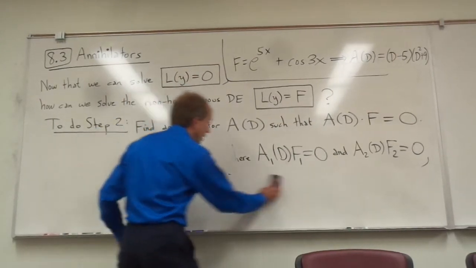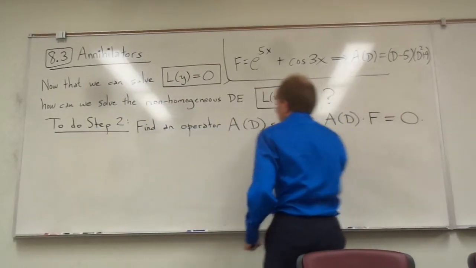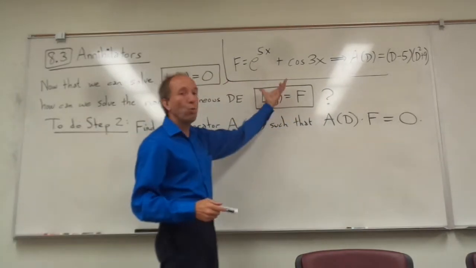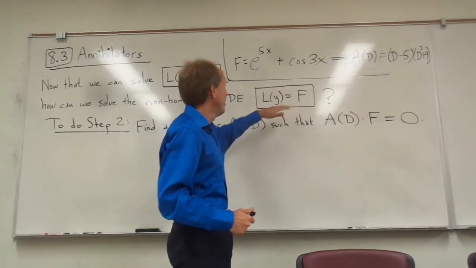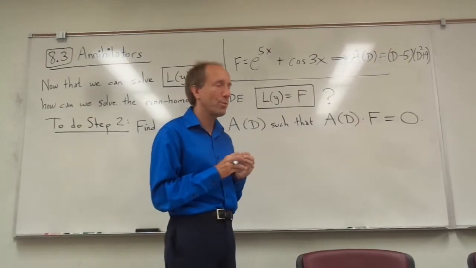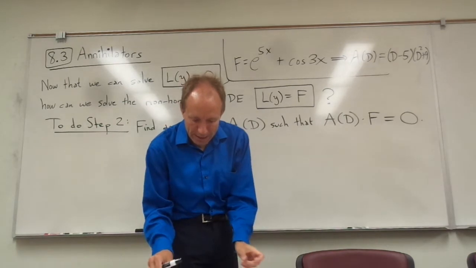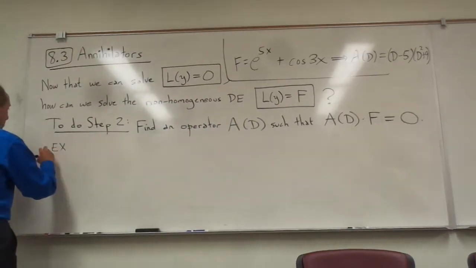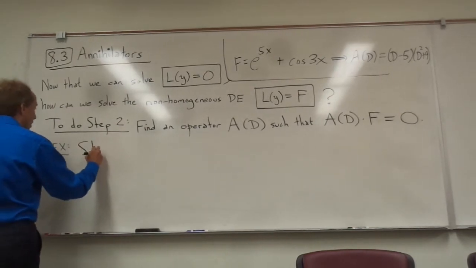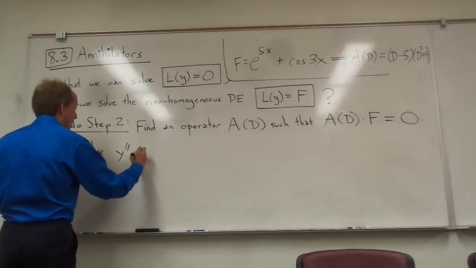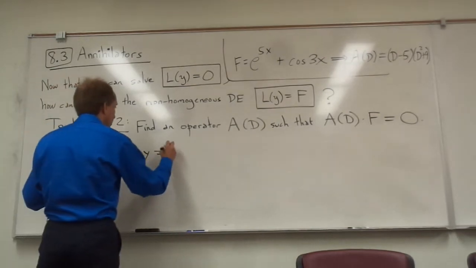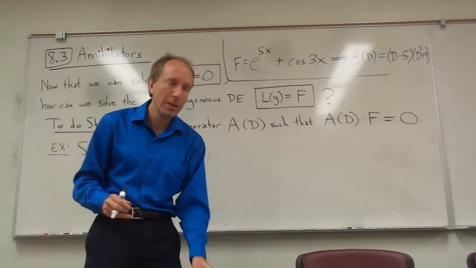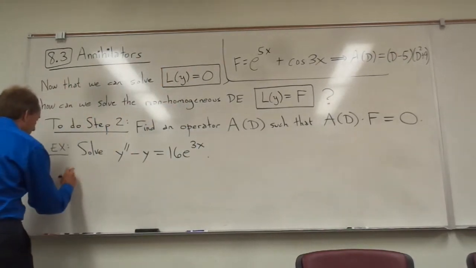Now, how do you then go from that to actually doing step 2? How do you actually find one particular solution to this non-homogeneous differential equation? I think the easiest way to show you is to just do an example. Let's try to solve the following problem. y double prime minus y equals 16e to the 3x. Okay? Let's go through the 3 steps.